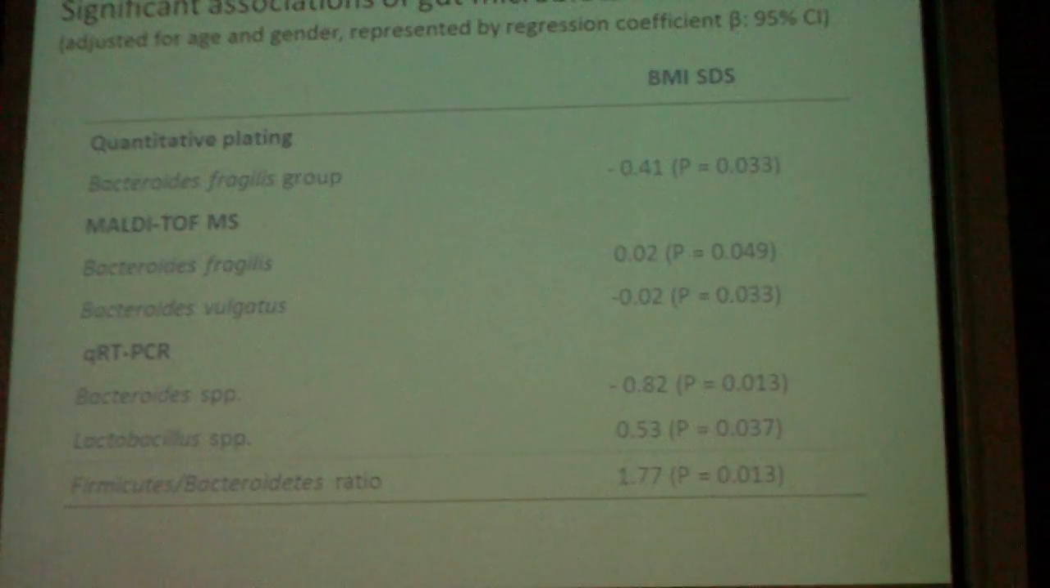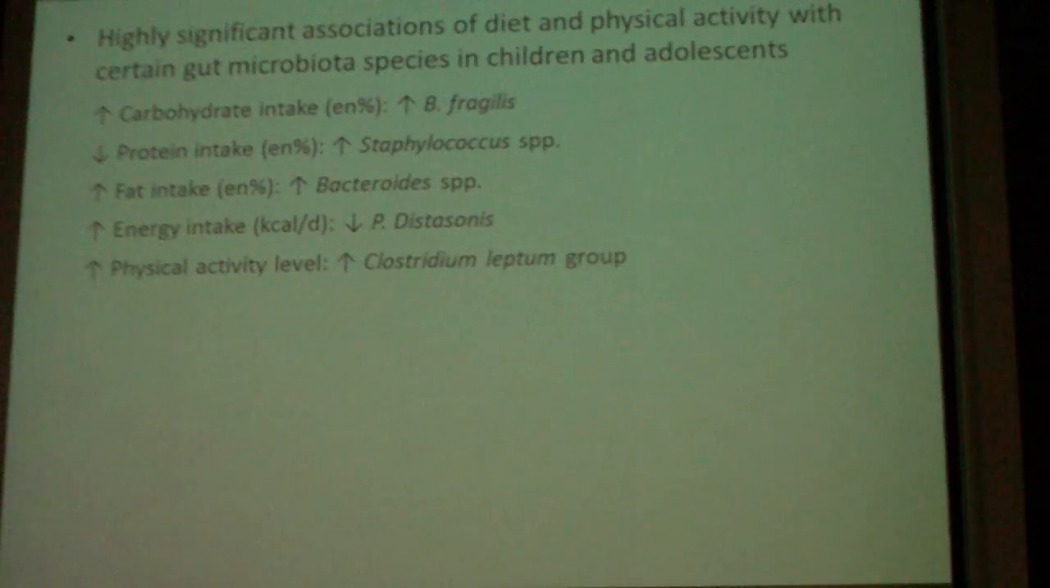We also did some confirmation, so we did correlation analysis to see if some factors were positively correlated with the BMI SES, so which bacteria were more or less pronounced in obese children. But it's the same as what I talked about earlier. In conclusion, we saw significant associations between diet, physical activity, and certain gut microbiota species.